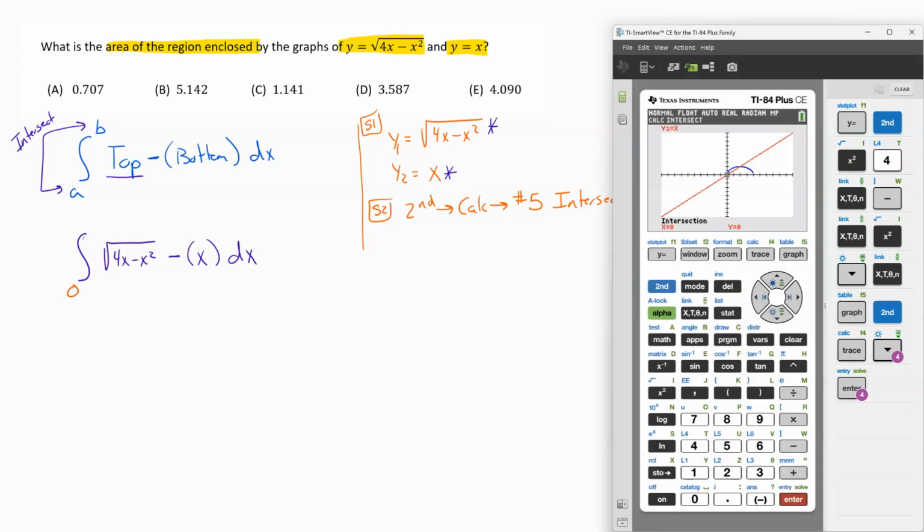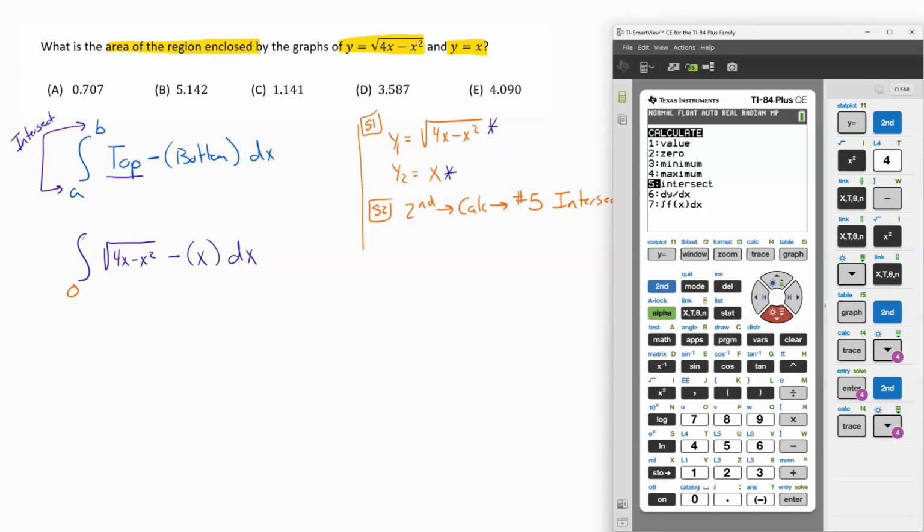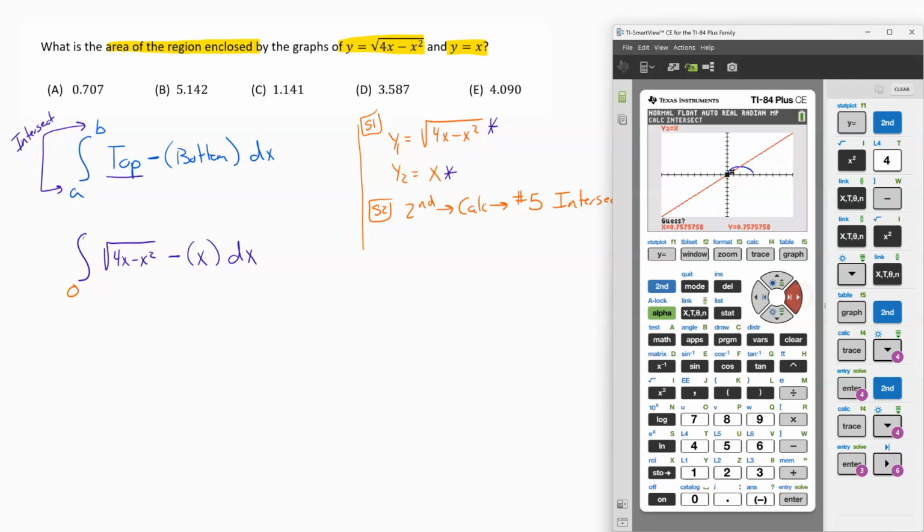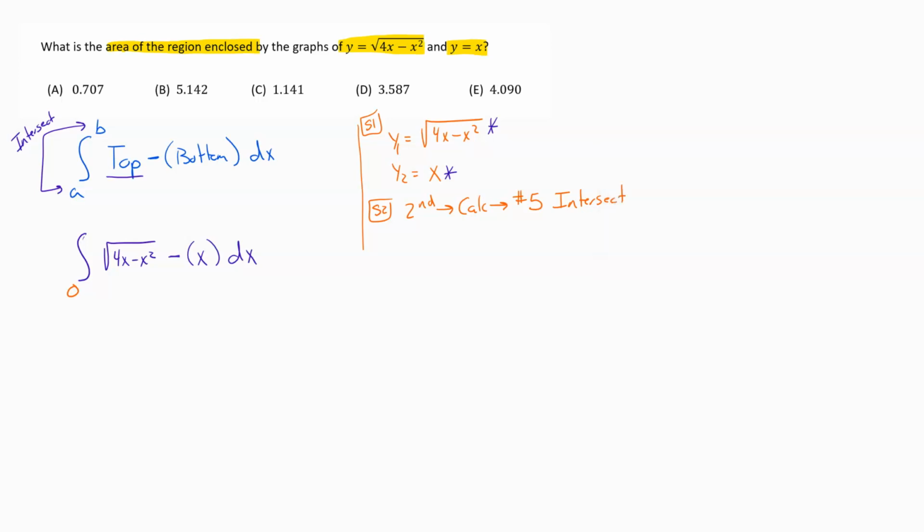To find the other intersect, we just repeat the same set of steps. We hit second, calc, choose again that number 5 option, intersect. First curve, just hit enter. Second curve, just hit enter. And then from there, we're going to scroll up to the right on this, and we're going to hit enter again when it asks us to guess a third and final time. And this time it says the word intersection, and that x value is our other bound, so at x equals 2. So that's our upper bound for these.